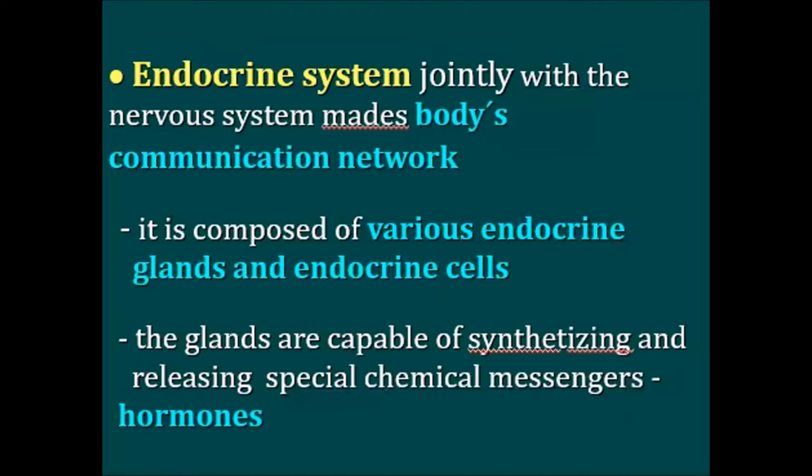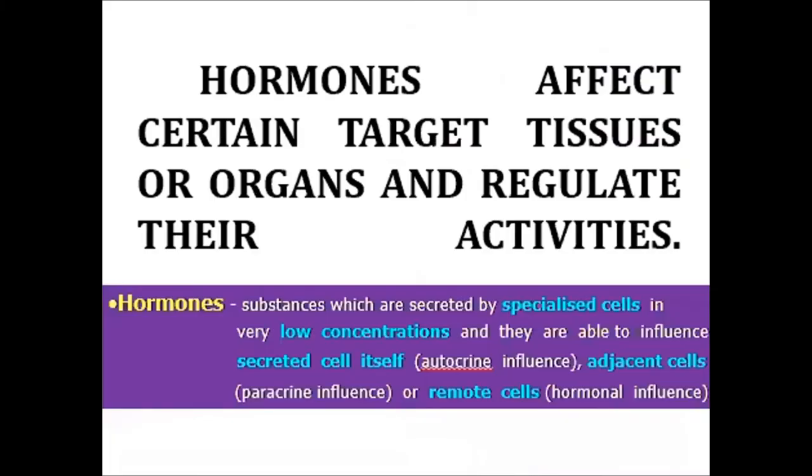The endocrine system jointly with the nervous system makes up the body's communication network. It is composed of various endocrine glands and endocrine cells, and the glands are capable of synthesizing and releasing special chemical messengers. These are hormones. Hormones are substances secreted by specialized cells in very low concentration, and they are able to influence the secreting cells themselves, which is an autocrine influence. Influence on adjacent cells is a paracrine influence, and on remote cells, a hormonal influence.